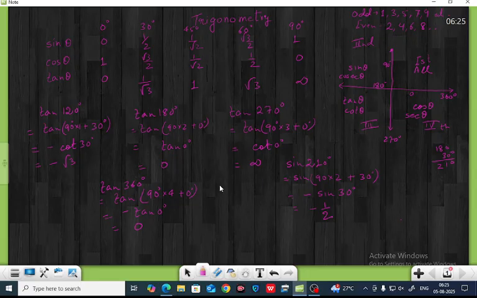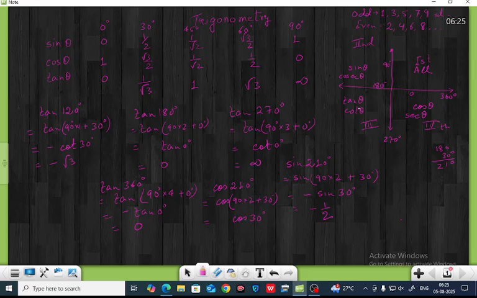Suppose you want to find the value of cos 210 degrees. You can write it in the form of 90 times 2, that is 180 plus 30 degrees. Since this is multiplied with 2, an even number, it will be the same function, that is cos 30 degrees.